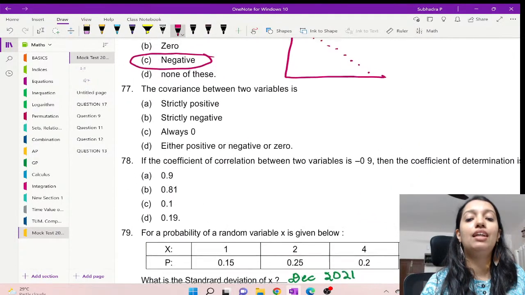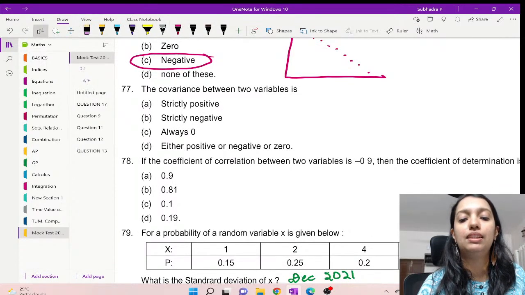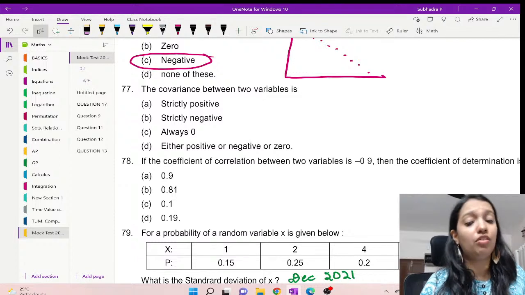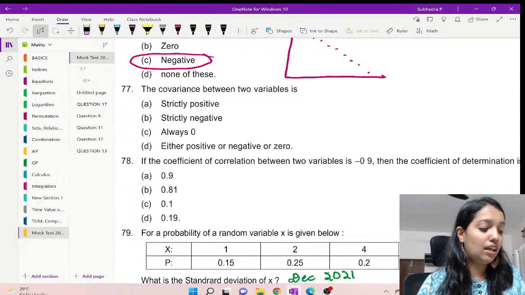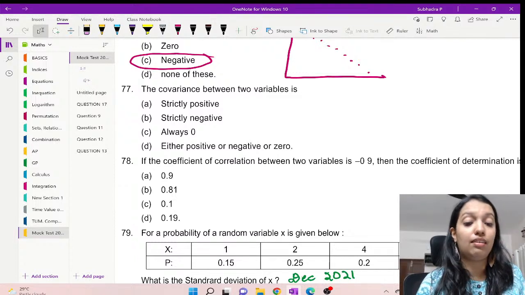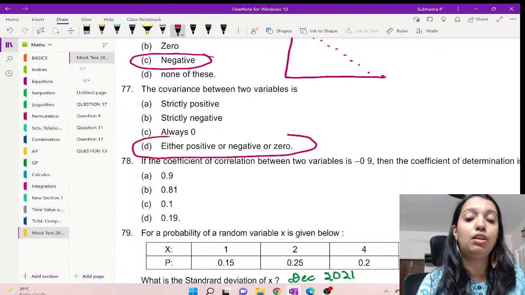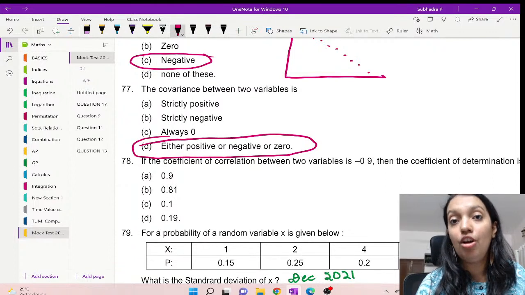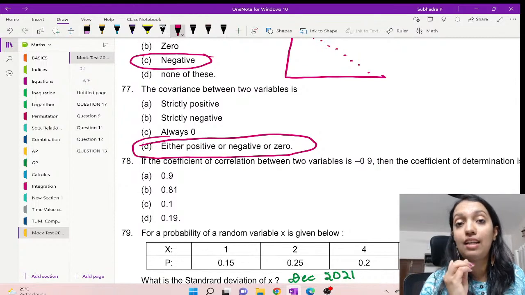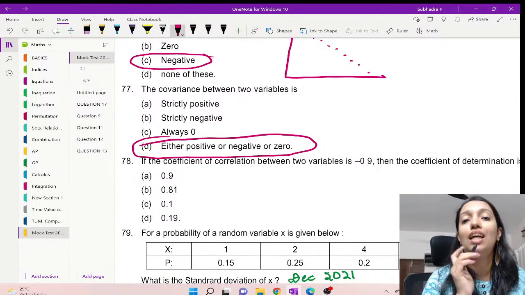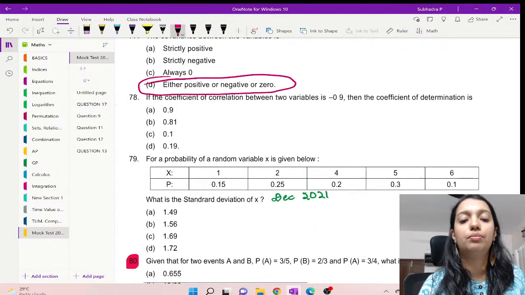Next. The covariance between two variables is strictly positive, strictly negative, always 0, or either positive or negative or 0. See, covariance can be anything. It could be positive, it could be negative, it could be 0. There is no restriction. For R, there is a restriction. It has to be a value between -1 and +1.